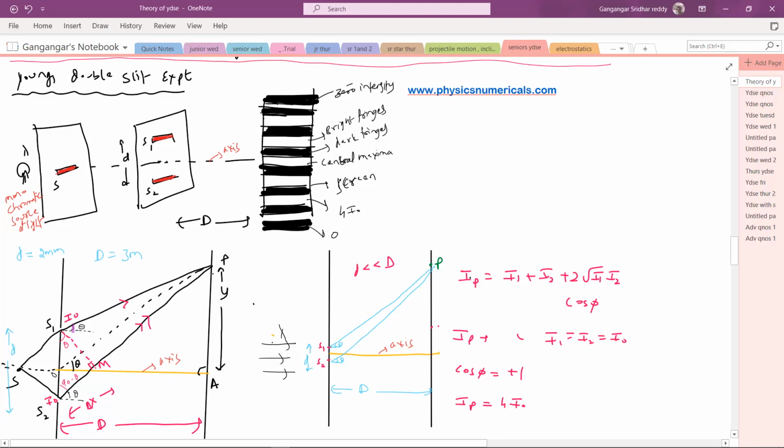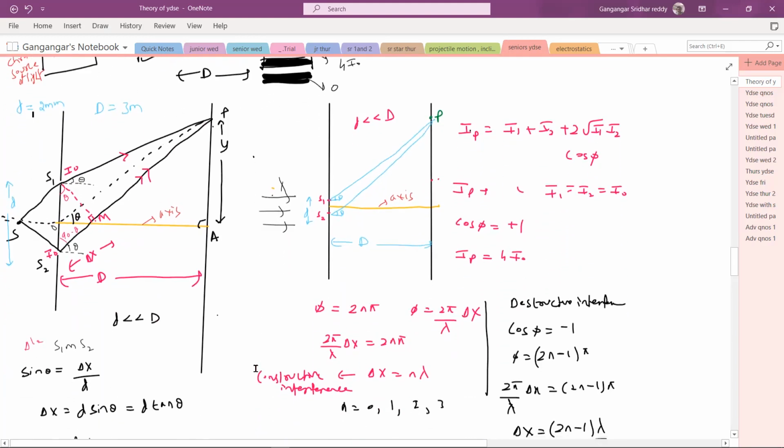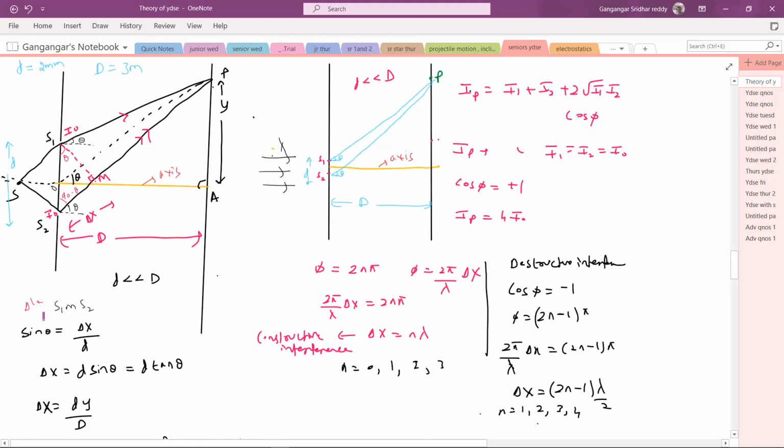After getting this much, we'll get into the mathematical part. Let me look at the triangle S1 M S2. What is sine theta? Delta x by S1S2. That S1S2 is equal to d, the distance between the slits, which is equal to small d. So sine theta from this triangle should be equal to delta x by d, opposite by hypotenuse. Delta x equals d sine theta. As d is very much less than capital D, theta will be very small, so sine theta will become tan theta.